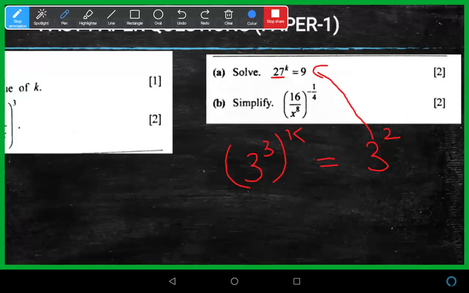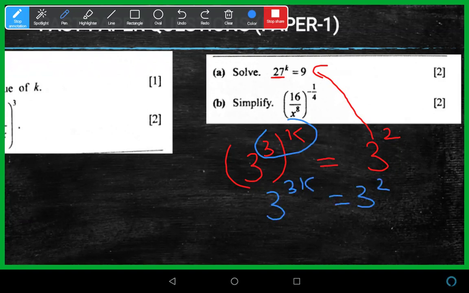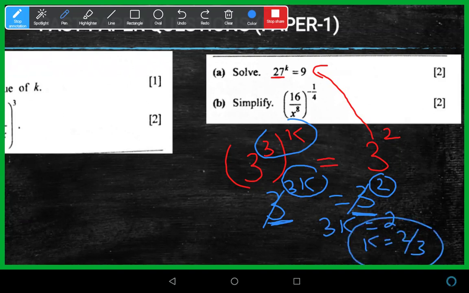Now we have to multiply. This will become 3 raised to the power 3k is equal to 3 square. Now both side bases are the same. So when the bases are the same, we can cancel out. It will become 3k is equal to 2. So 3 will divide. So k will be 2 upon 3. I hope everything is clear.